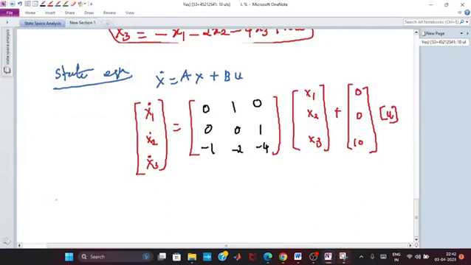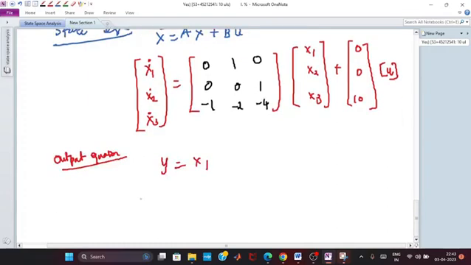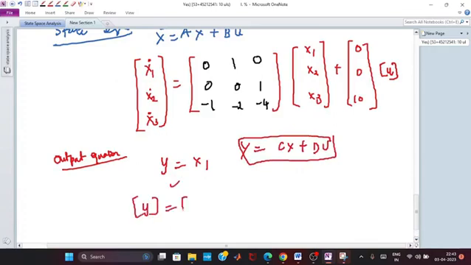And what about the output equation? Simple, same as the previous problem. What is the assumption? y equals x1. The standard output equation format is y equals Cx plus Du. Since y equals x1 here, it is the same as the previous one: 1 0 0 times x1, x2, x3. So this is the value of C.